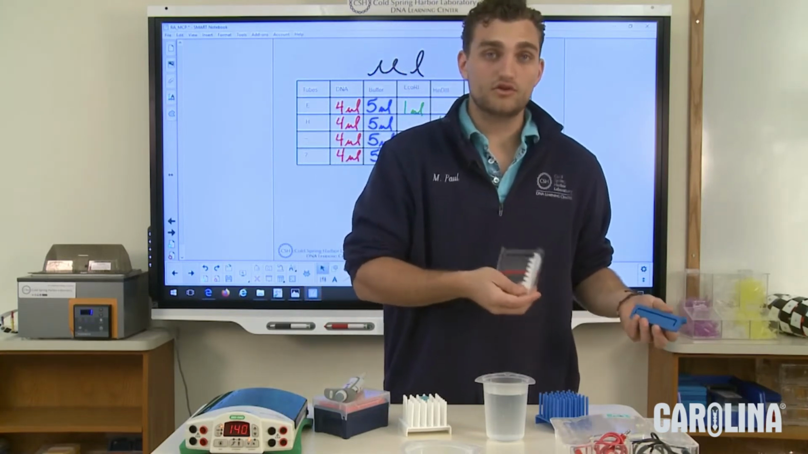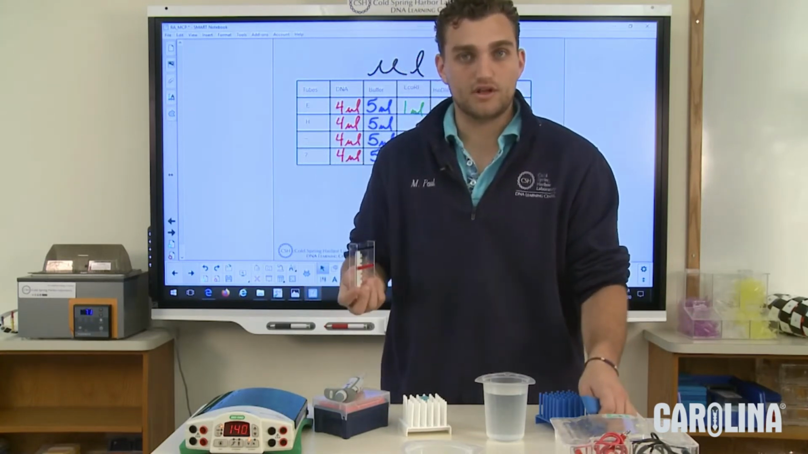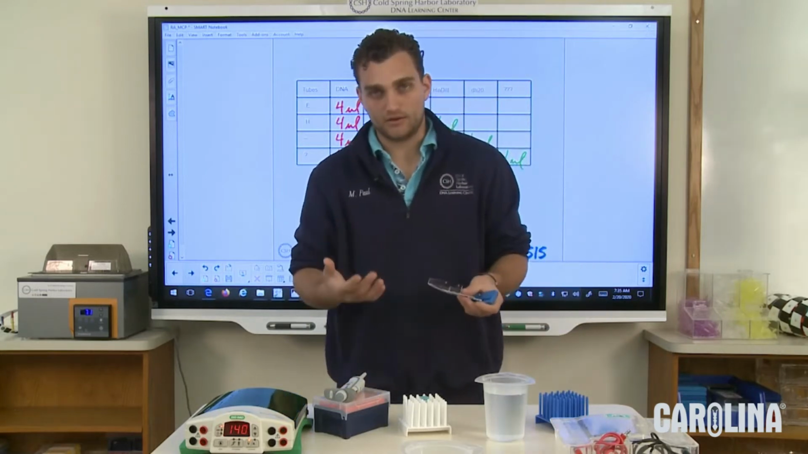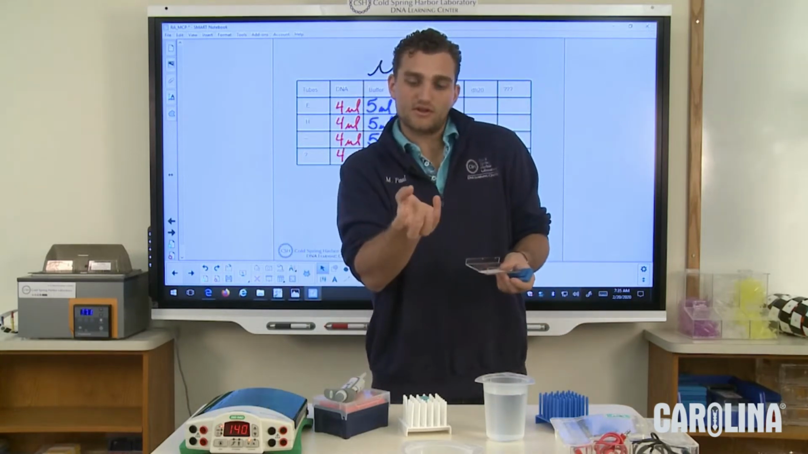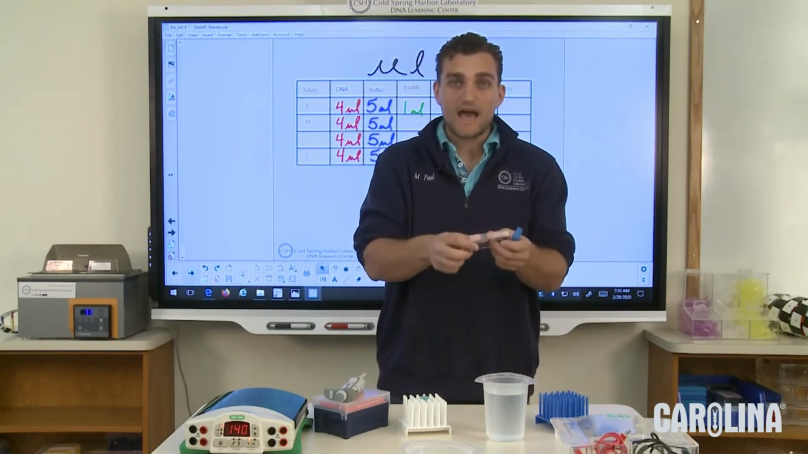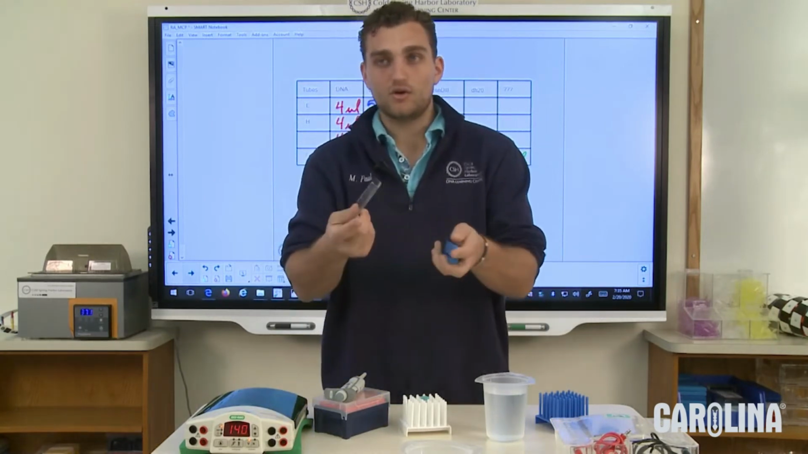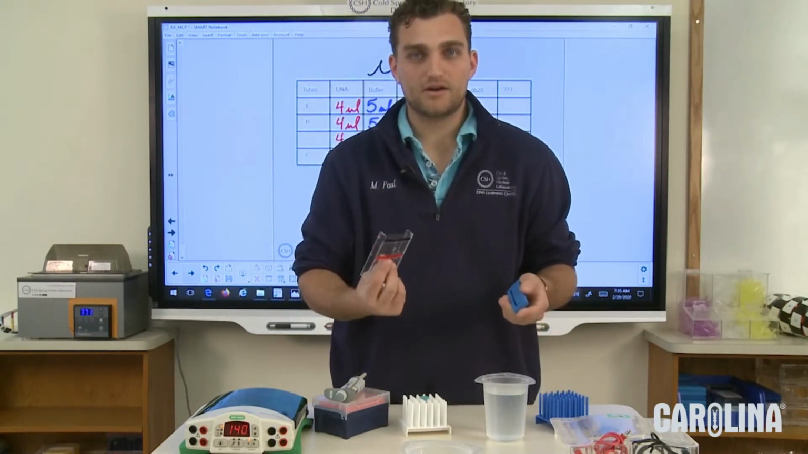When you make Jell-O, you have to get the water really, really hot in order to make it a liquid, and then when it cools down, it will still solidify into that gelatinous form. Agarose is the same thing. So, I'm going to make an agarose gel.